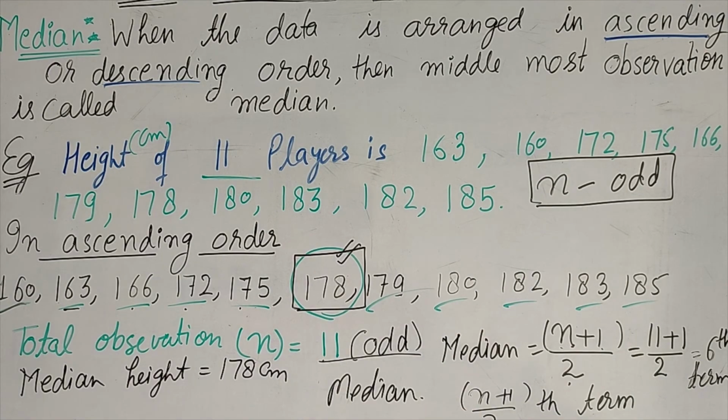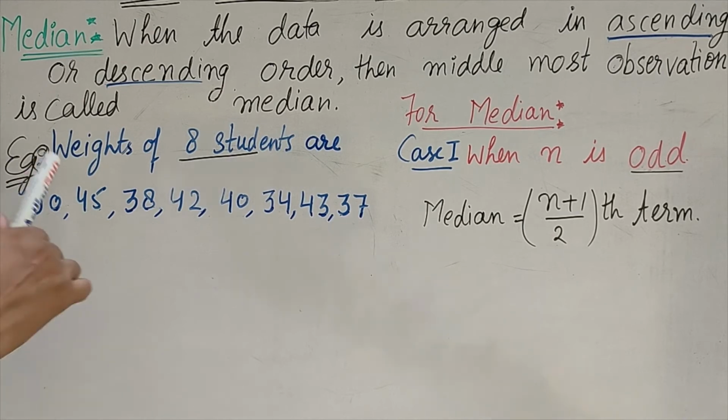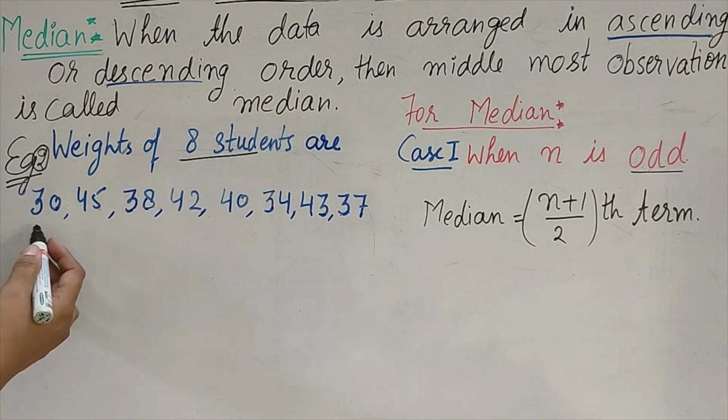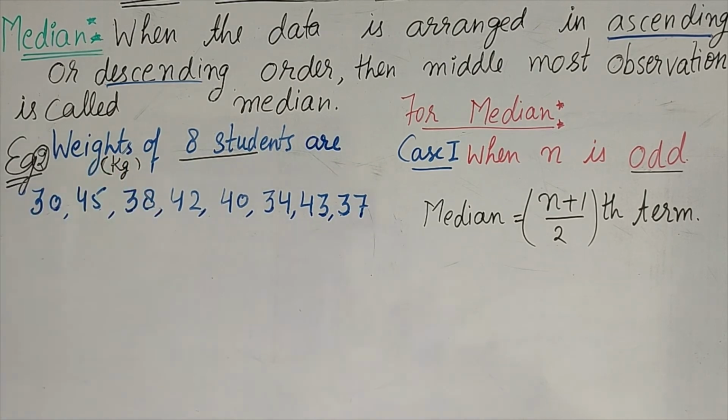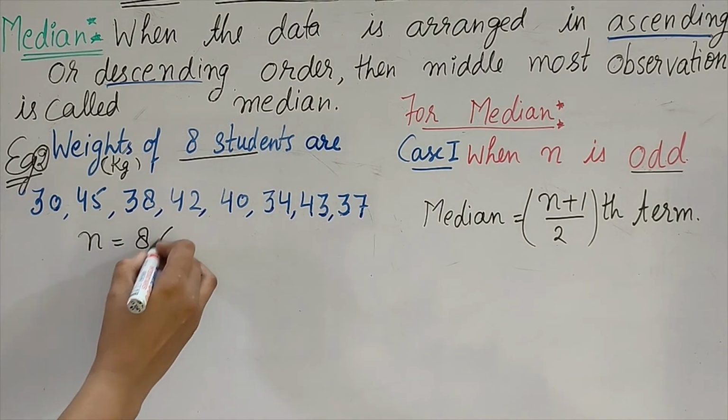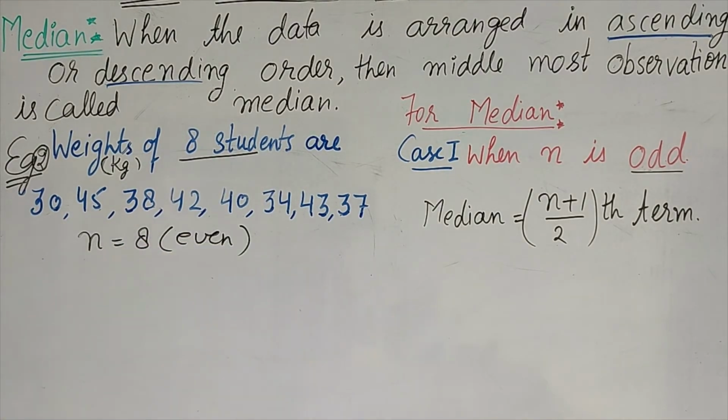When the number of terms is even, in that case how will we calculate the median? Let's understand that also with the help of an example. In example 2, we have written the weights of 8 students, that is 30, 45, 38, and so on, and weights are given in kg. Here you can observe that the number of terms, n, is equal to 8, that is even. So to find the median, the very essential first step is to arrange all the data in ascending order.